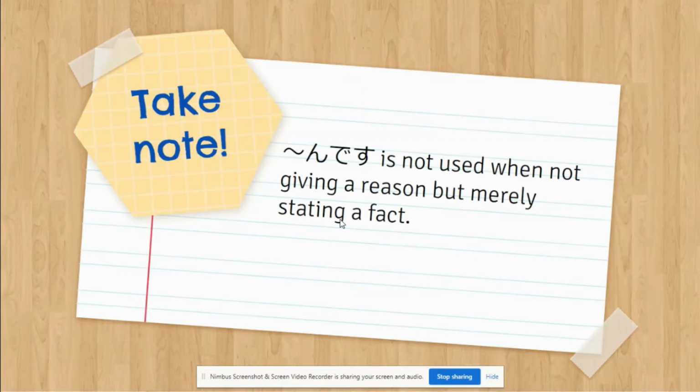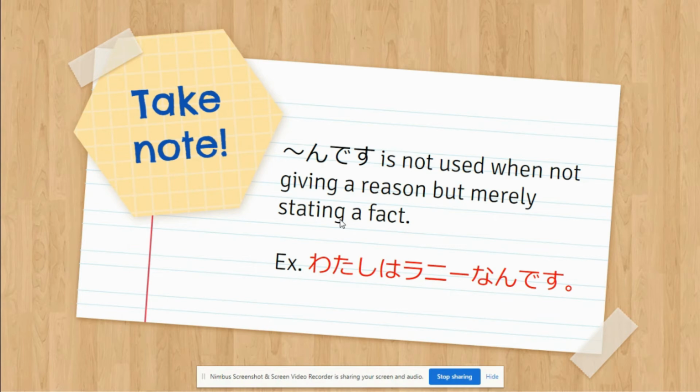Take note, en desu is not used when not giving a reason but merely stating a fact. Again, we have to read it over and over again. En desu is not used when not giving a reason but merely stating a fact. For example, watashi wa Rani nan desu. I'm just simply saying my name. In that case, I don't have to use en desu. I should just say watashi wa Rani desu. Again, we only use en desu when we are stating a reason or an explanation.